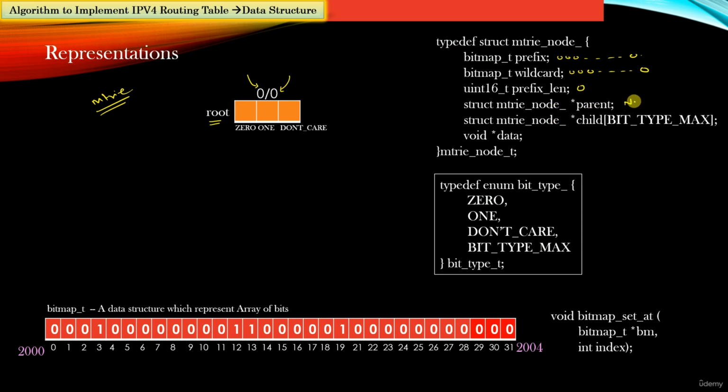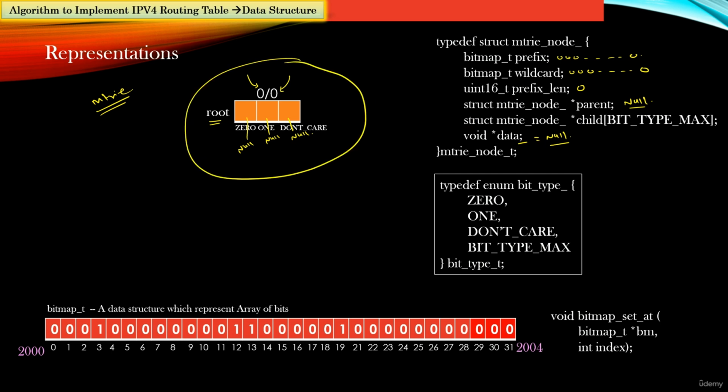The pointer to the parent will be null. And to initialize with, in the beginning when the tree is entirely empty, all the child nodes would point to null. All right. And the data part is also null. So this is what the root node is. And this is what the mtry data structure would look like when it is just initialized. A freshly initialized mtry data structure will just contain a root node with everything initialized to null or 0.